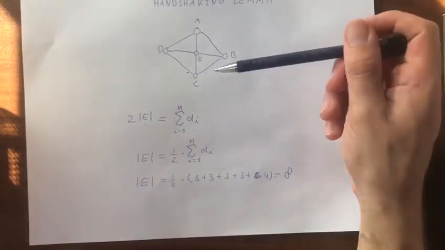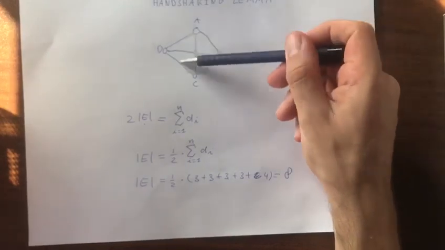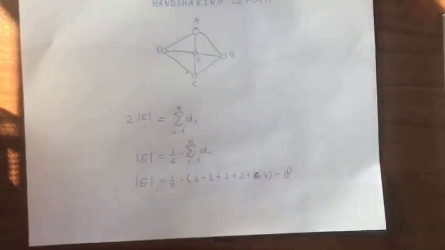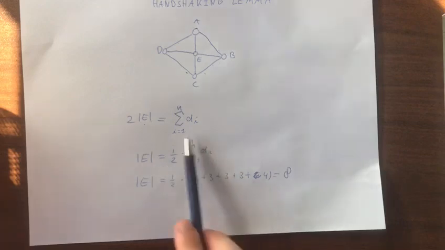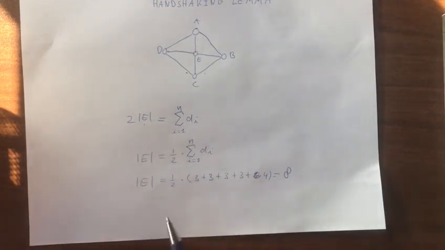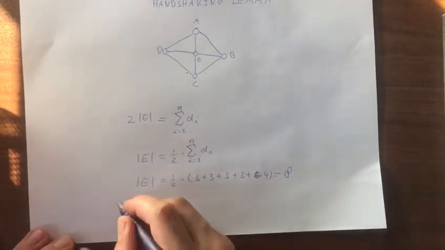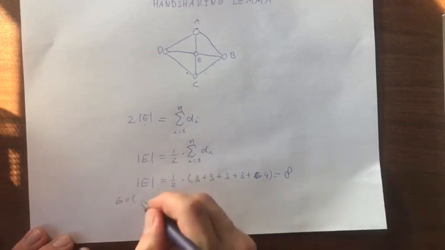So let's count to see if it's correct. 1, 2, 3, 4, 5, 6, 7, 8. It's correct. And this formula is called the handshaking lemma. But suppose we have a more complex situation.